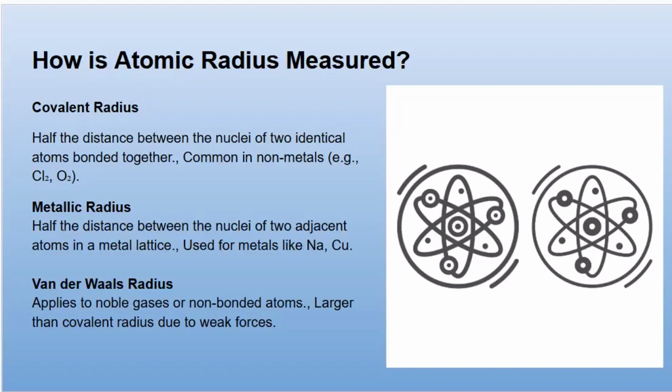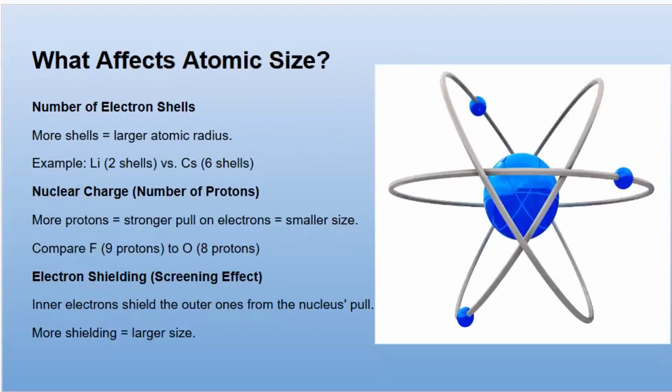Now let's talk about what controls the size of an atom. There are 3 big factors. Number 1, number of electron shells. More shells means more layers, which means a bigger atom. Think of it like adding layers to an onion. For example, lithium has 2 shells but cesium has 6. That's a major size difference.